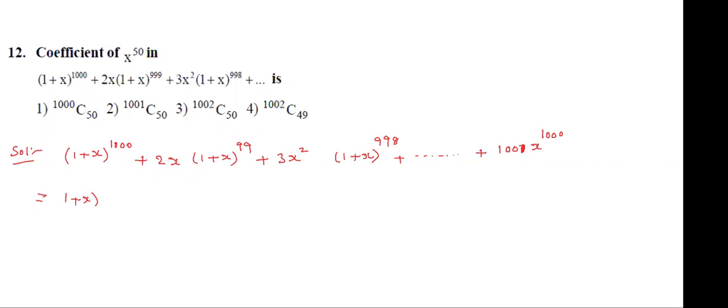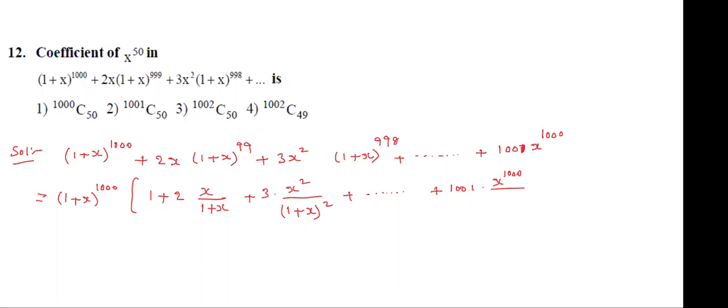(1+x)^1000. If you take this common, then what is the remaining term? 1 plus 2x/(1+x) plus 3x^2/(1+x)^2 and so on and so on. The last term, what do we get? 1001 times x^1000/(1+x)^1000. Here they didn't give any last term. The power is 1000, so we can take 1001 terms like that. Yes or no?